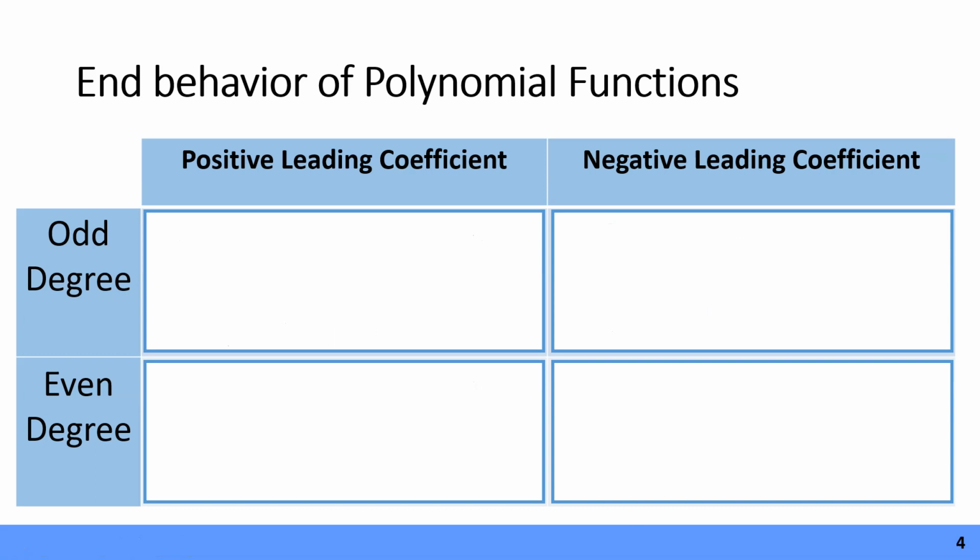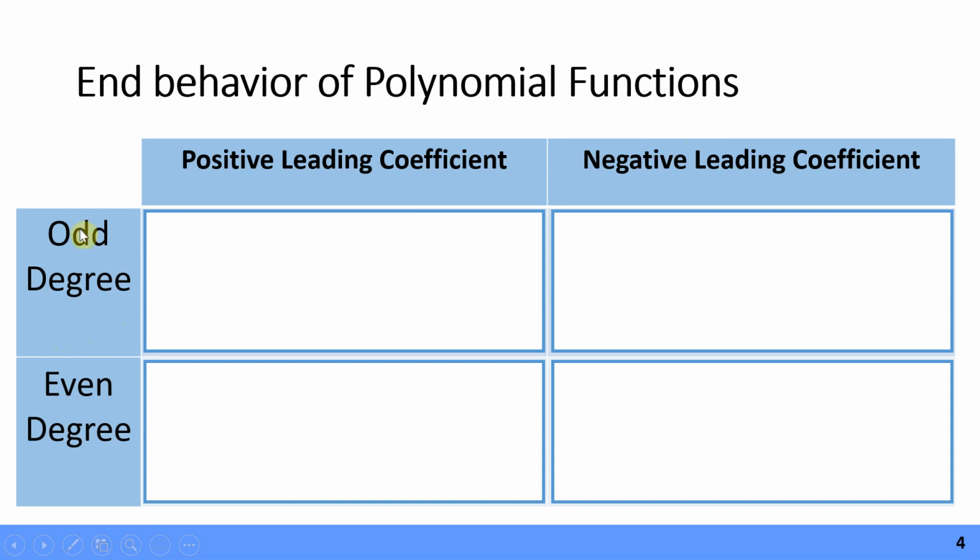Like I mentioned earlier, in order to use the leading coefficient test, we're going to look at two things. We're going to look at the degree of the polynomial and determine if it's odd or even. And then we're going to look at the leading coefficient and check if it's positive or negative. If your polynomial has an odd degree, and by odd, if you don't know, make a little note here.